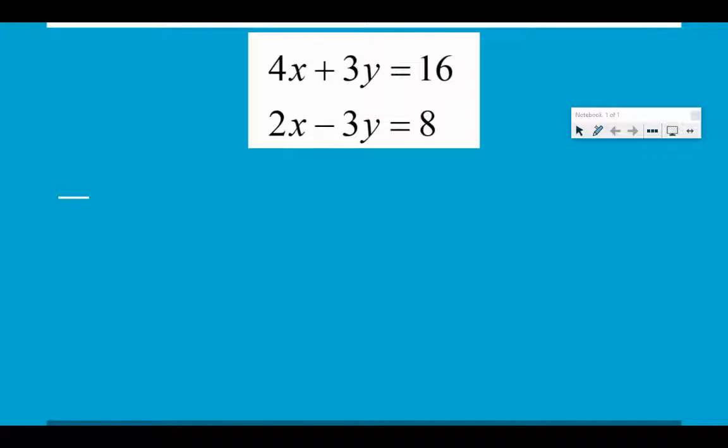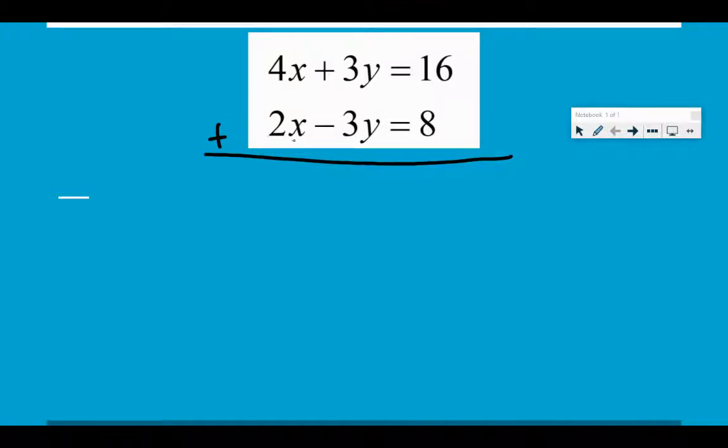So these ones both have our x term first, then our y term, then the equal sign, and then a number. If we want to solve this by elimination, something that I notice is that we have a positive 3y and a negative 3y, and those are opposites. So if we want to solve by elimination, we want to make sure we have opposites somewhere. So we want to add these together.